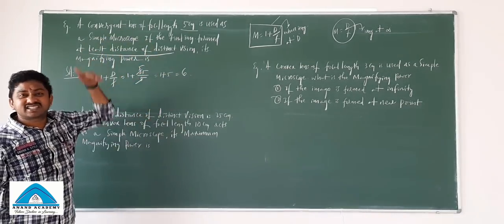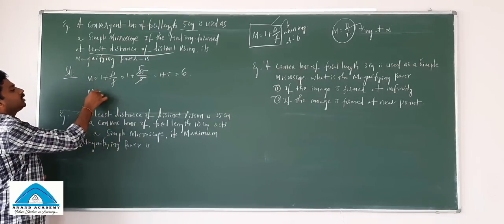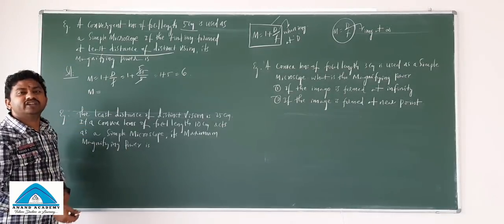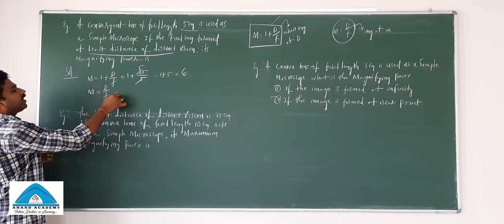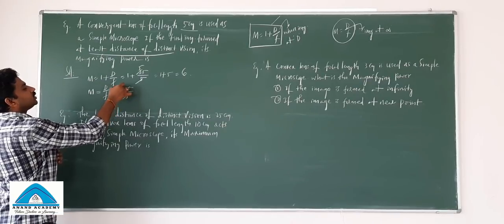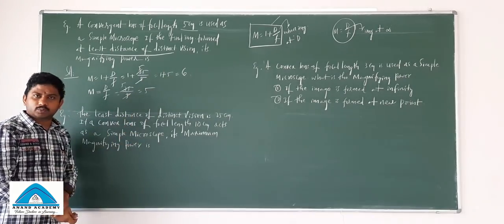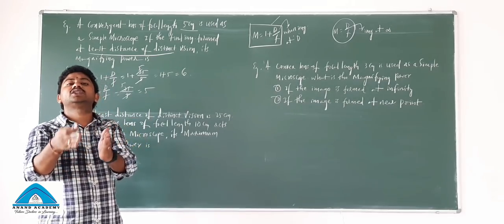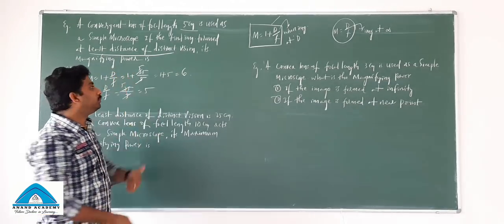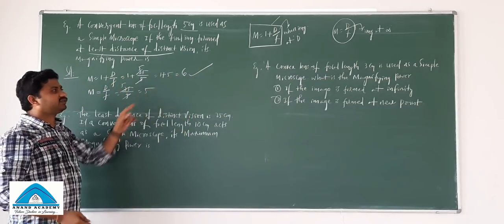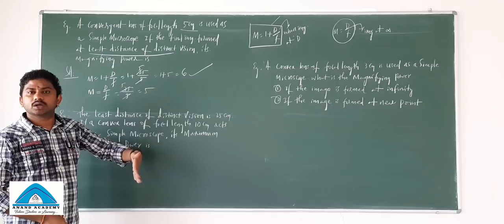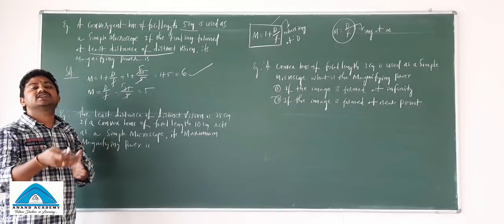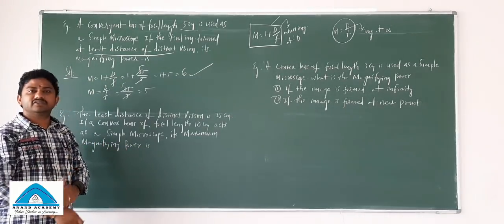For example, in the same question, if they ask to find the angular magnification or magnifying power when the image is at infinity, M is equal to D by F, which is 25 by 5, so this is 5. Which is more? When the image is formed at the least distance of distinct vision, its magnifying power will be more. You can see it is 6 and it is 5. So 6 minus 1 gives you the magnifying power when the image is formed at infinity.